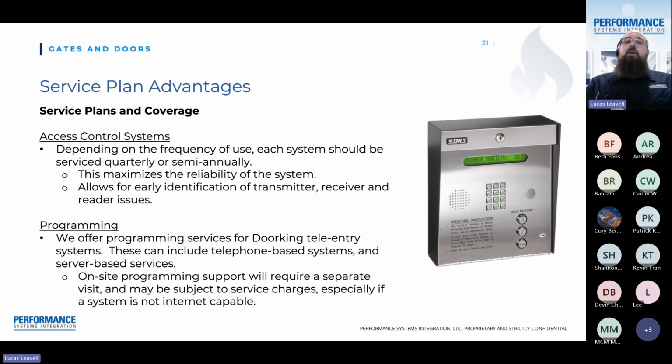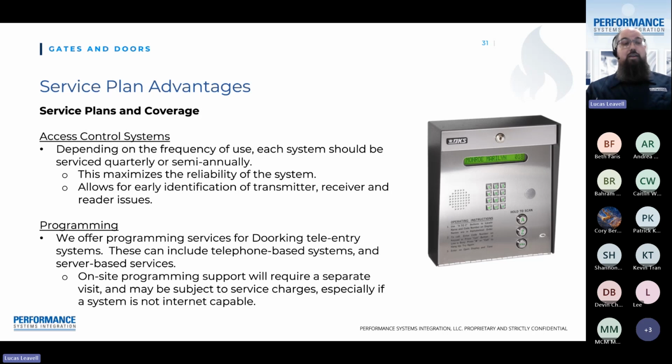Lastly, I'd like to touch upon access control systems. This is a service that we offer that is more of a programming-related function. For any access control systems, whether it be a key fob entry or a telephone entry system, we work with a number of systems to ensure that they're operated and functional to the best of their capabilities and their design specifications.